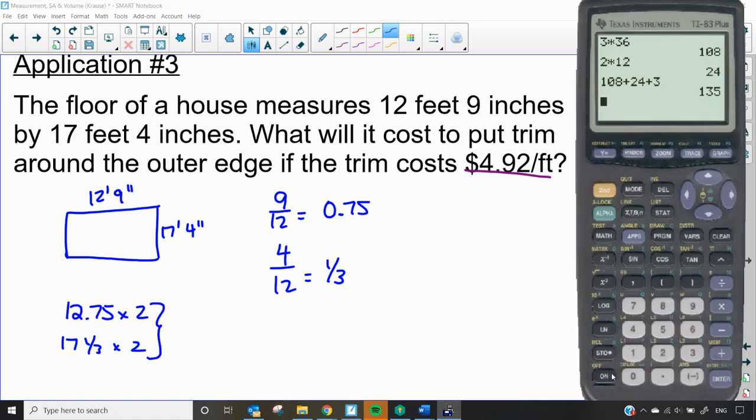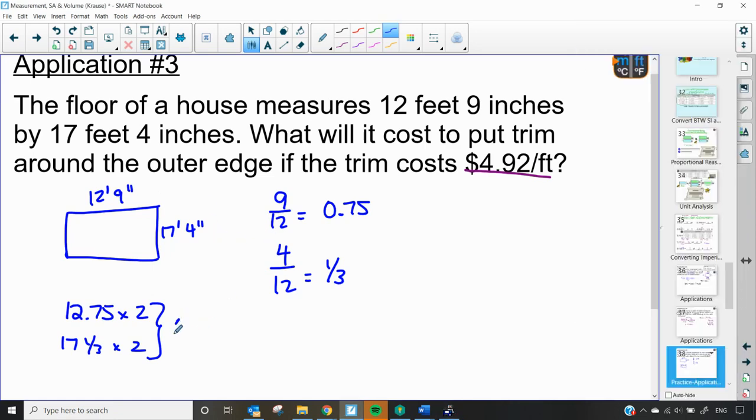So if we have any repeating decimals, we don't have to worry about rounding errors. 12.75, actually I'll back that up. We'll have 4 divided by 12 was the 0.3 repeating, plus 17, that's 17.33 times 2 of those, plus 12.75 and 12.75 gives us 60.166666 and so on. Now, that gives us 60.17 feet. If we were to go to the hardware store and ask for 60.16666 repeating feet, they probably are going to look at us a little bit strange.